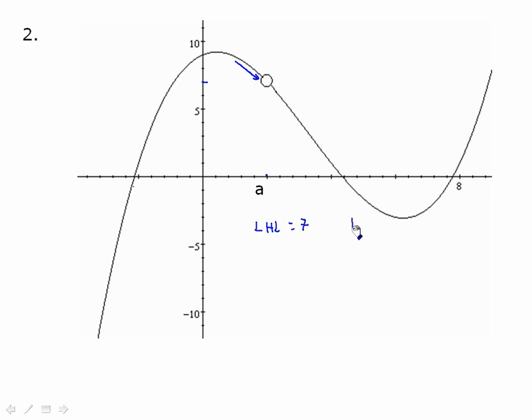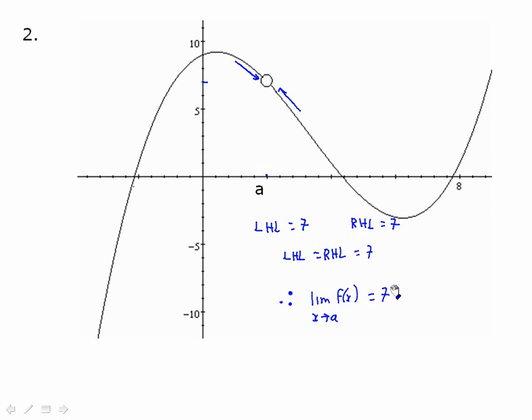And then the right-hand limit, as we're going this direction, is equal to 7. And the left-hand limit equals the right-hand limit, so equals 7. So therefore, the limit of this function f at x as x approaches a is equal to 7. So the left-hand limit equals the right-hand limit, so the limit exists.